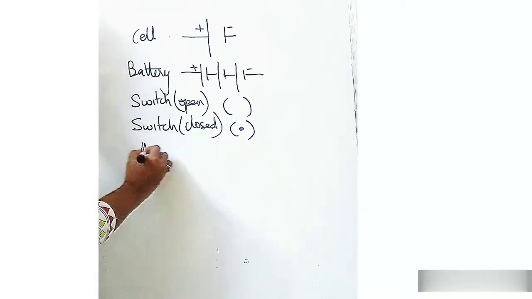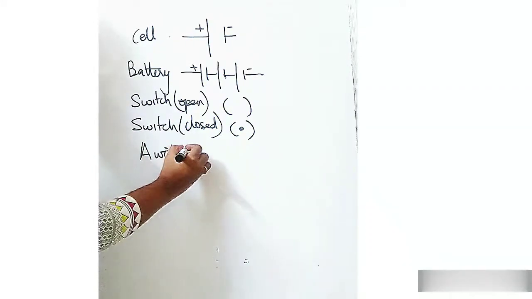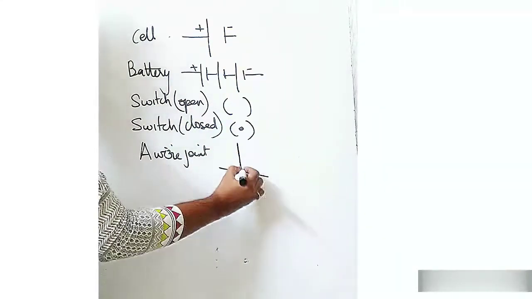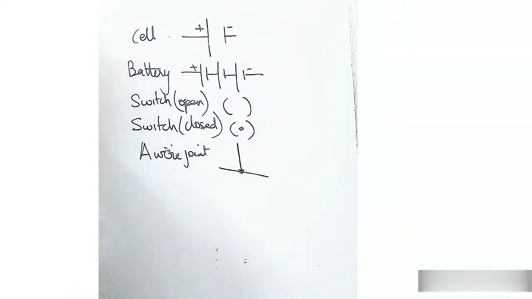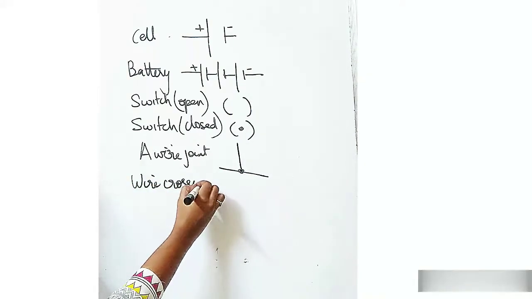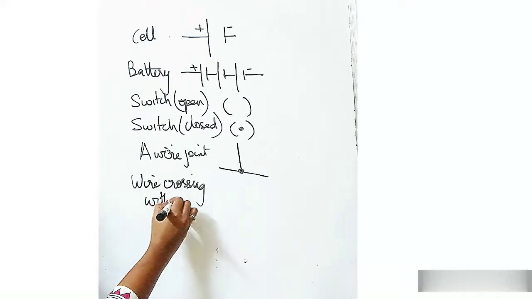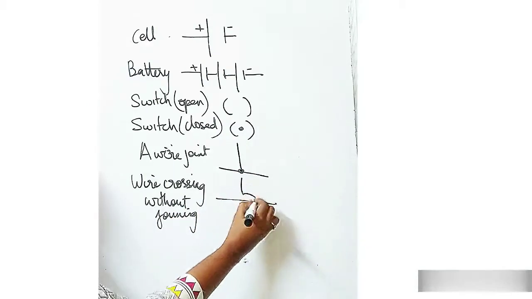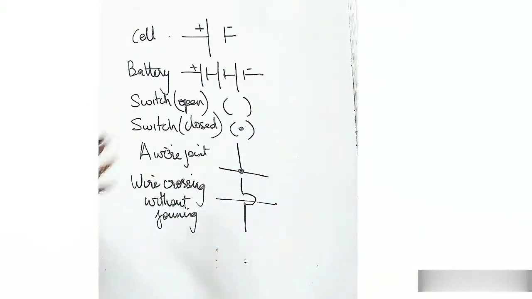Now a wire joint. You know wire jointing in a circuit, so you will write that a wire joint is denoted like this. Now wire crossing. Wire crossing means the wire is crossing but it is not connecting with that other wire. So we'll say wire crossing without joining, students. It will be like this. So these are the symbols we use in the circuit diagram.